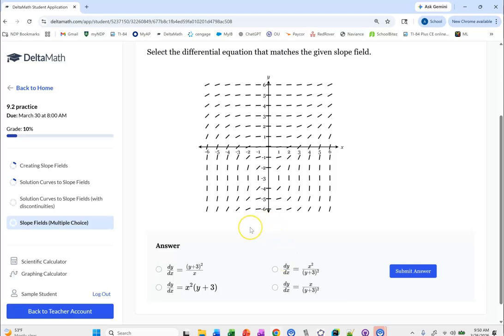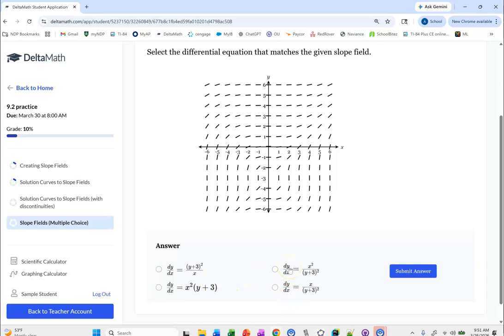The next thing I'm going to look for is if y is -3, this one should give me 0, but these ones would be undefined, right? So let's look at what's happening at -3. Am I getting a 0 slope at y equals -3? No, that's vertical slope, right? So this one is out. So now it's just a choice between these two.